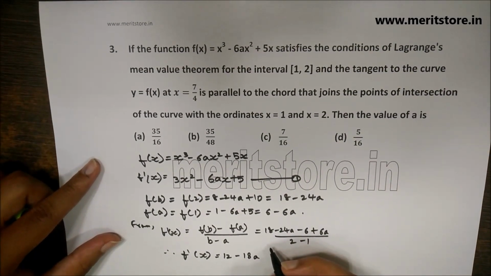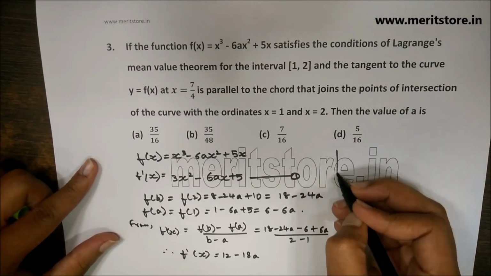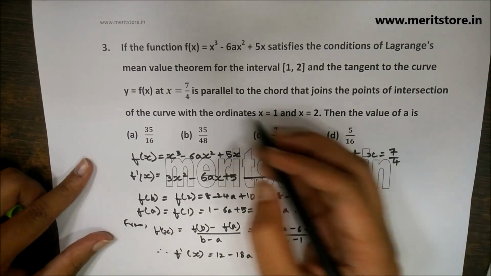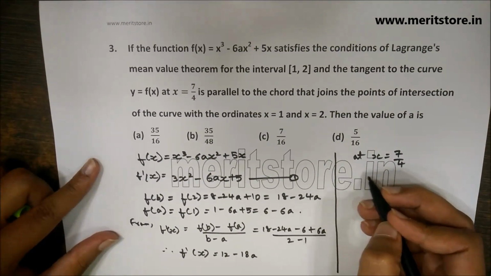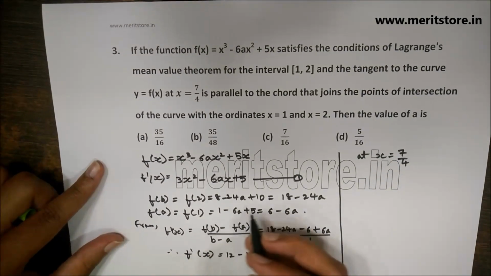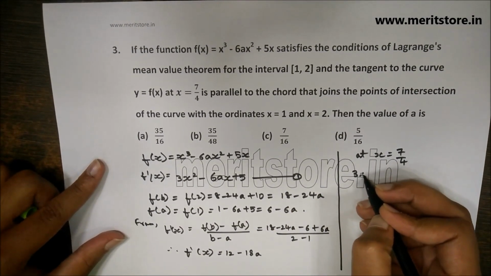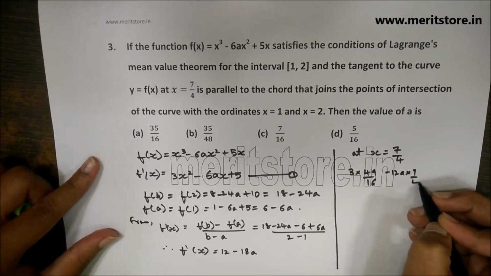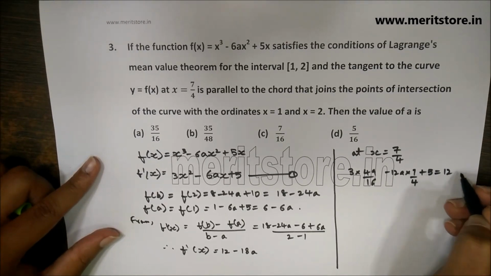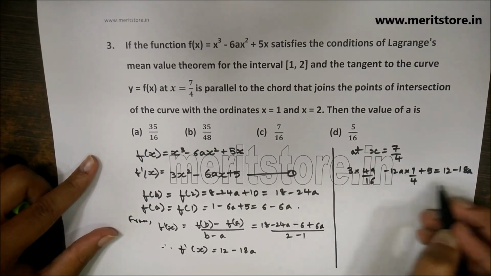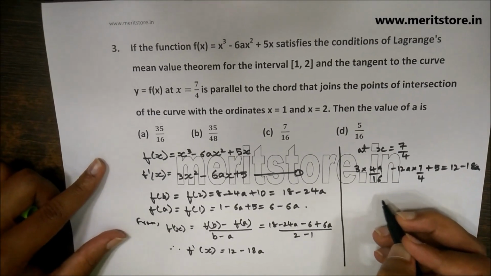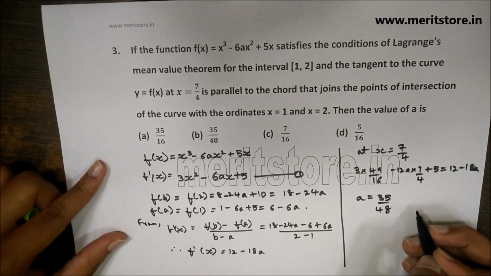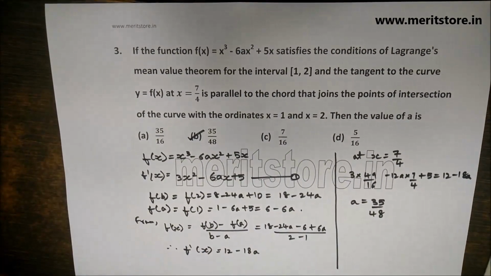Substituting this value in equation 1, at x equal to 7 by 4, which is given, putting this value in f dash x of equation 1: 3 into 49 by 16 minus 12a into 7 by 4 plus 5 equal to 12 minus 18a. After solving this, we get a equal to 35 by 48. So option B is the correct option.